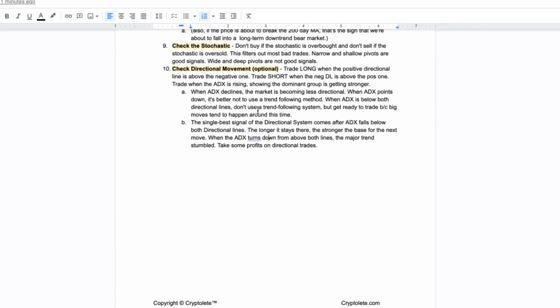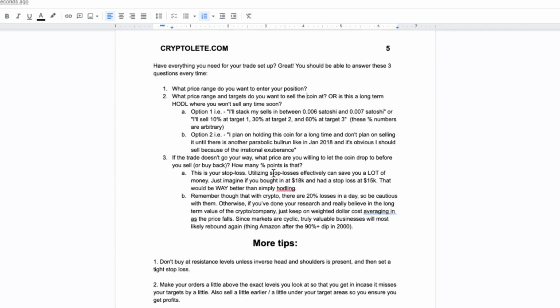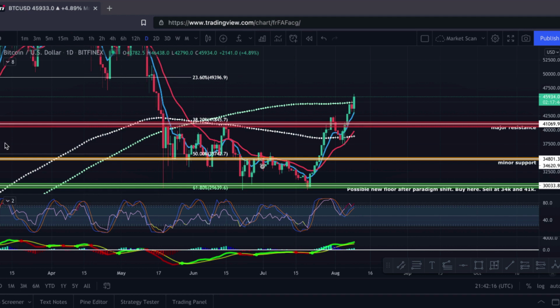I'm going to skip that. So finally, once you have all those things, do you have everything you need for your trade setup? Well, that's great. You should be able to answer these 3 questions every single time that you want to trade. Number 1, what price range do you want to enter your position? Now I could go back here. So this is Bitcoin, right? So, the price range that I wanted was between 31,000 and 28,000. Like that was my range, right?